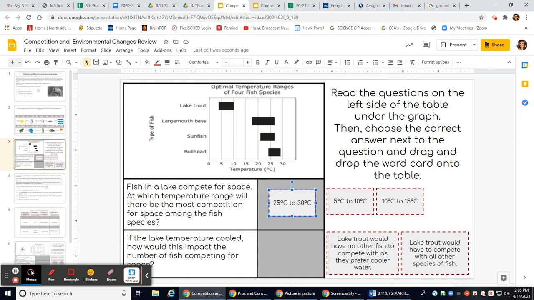So it depends really how you're looking at this. I would say if temperatures got cooler, then the largemouth bass, sunfish, and bullhead would go into the cooler temperatures and they'd have to compete for space. Or you could say that these fish could not survive in cooler temperatures, so they would die out, and the lake trout would have no competition with other fish in the cooler water. So it goes both ways as long as you can explain your point of view.